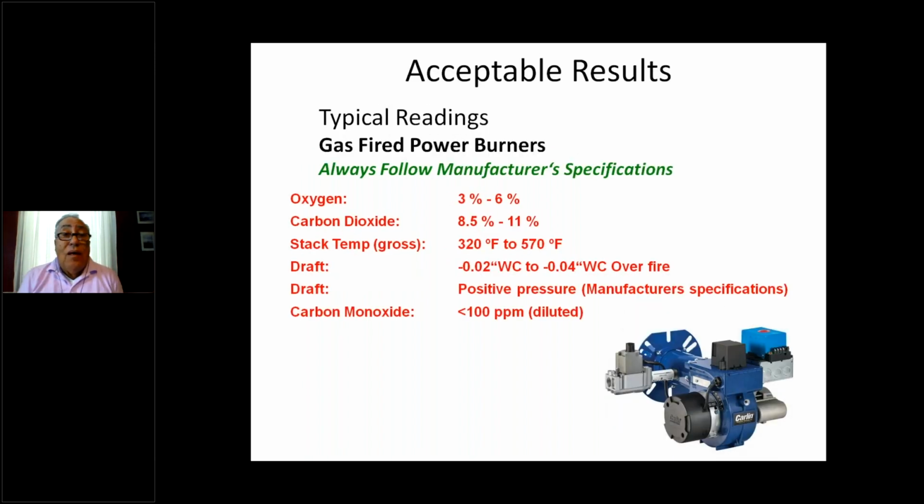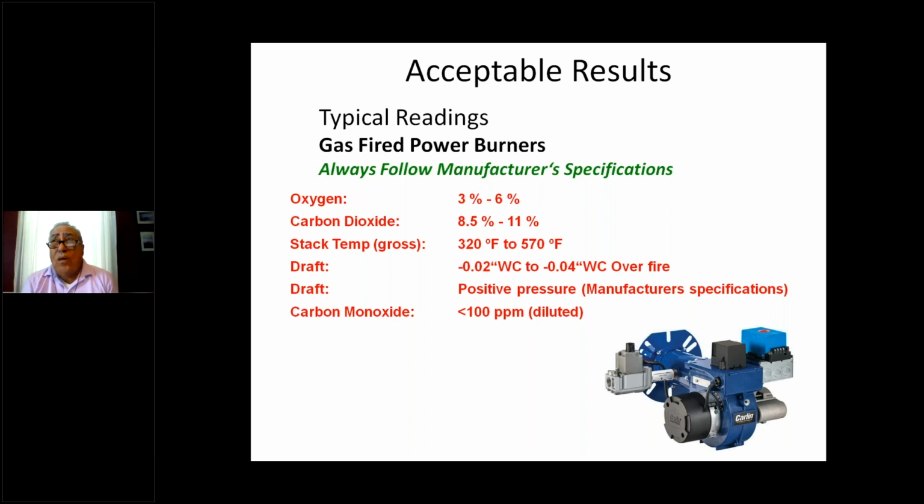Gas-fired power burners: 3 to 6 on O2, 8.5 to 11 on CO2. Pretty much the same parameters as oil power burners. They work very much the same, just a different fuel. Your numbers are pretty much the same on stack temperature and draft. Draft can be positive pressure, depending again on the appliance.